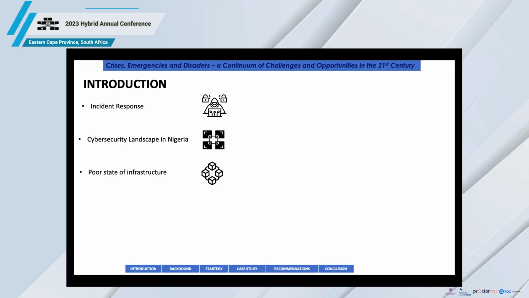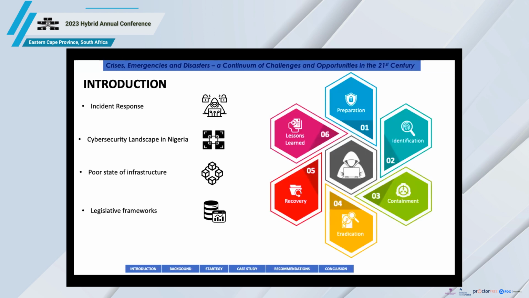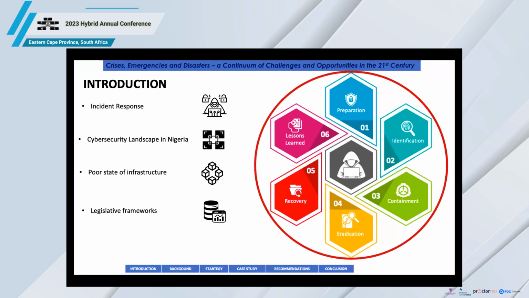One of the reasons that also contributes to this is the poor infrastructure and maintenance policies that we already have on the ground, and also the inadequate legislative frameworks in terms of the laws and regulations that have been passed, both through the National Assembly and approved by the executive arm of government. We're going to be looking at all these combined, ranging across the cyber resilience and incident response framework, from preparation, identification, containment, eradication, recovery, down to lessons learned.